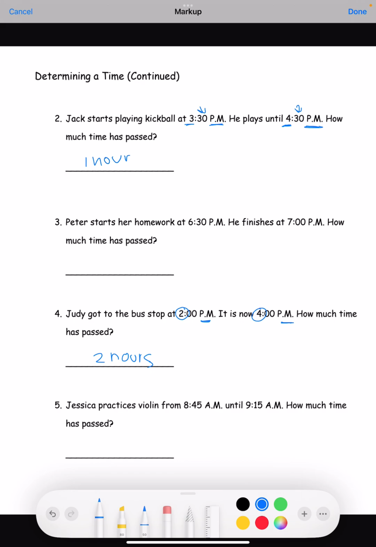Let's try number 5. Jessica practices violin from 8:45 a.m. until 9:15 a.m. How much time has passed? Let's see. They are both at AM. And the hours changed, 8 to 9, but it's not 1 hour because the 9:15 didn't get to 45 yet. So let's see the clock right here. So 45 is right here and 15 is right here, and we just went this much, and that's half the clock. So half of an hour is how many minutes? 30. So 30 minutes has passed. Next page.